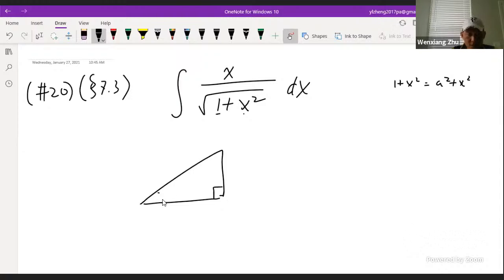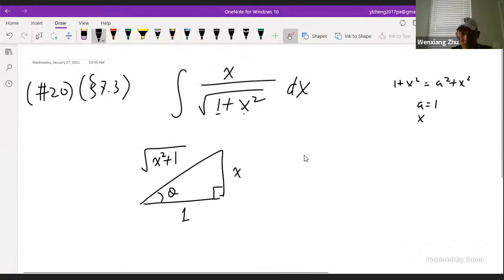Draw this right triangle, put theta here. So one of the sides will be 1, another one will be x. And we know typically you put x as the opposite, 1 as the adjacent. If you do it that way, by the Pythagorean theorem, the hypotenuse automatically gives you the square root of x squared plus 1. That's the bottom one here.